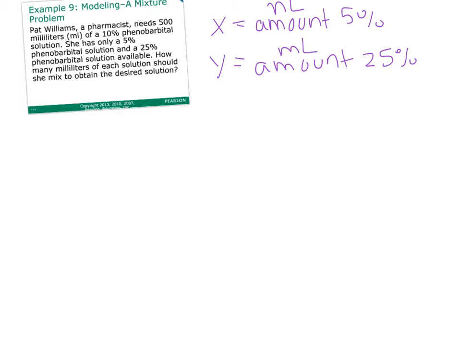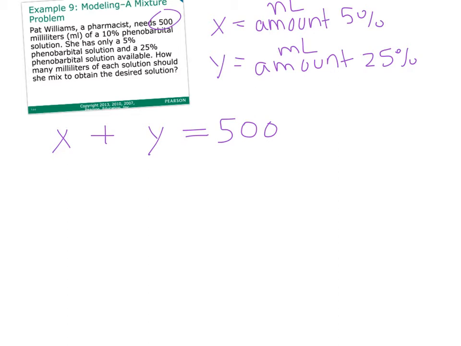Okay, so the first thing I look for is totals. She needs to make a total of 500 milliliters. She needs to make that out of the 5% solution and out of the 25% solution. So your first equation that you could write is that x plus y is 500. So the amount of the 5% and the amount of the 25% together needs to make the total amount, which is the 500.